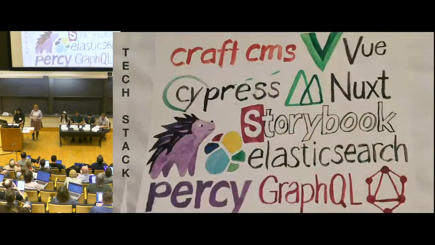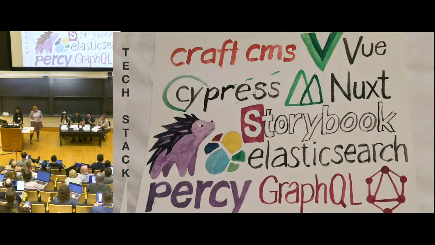Also, we use Craft as a headless content management system. We grab the data with GraphQL and use Nuxt to generate static pages on the front end. We'll use Elasticsearch for filtering and search features. Exactly. We built these components using Vue.js, and we display them in Storybook, which is a cool tool that allows us to build, test, and showcase components. Percy runs automated visual regression tests so we know if we unintentionally break something.